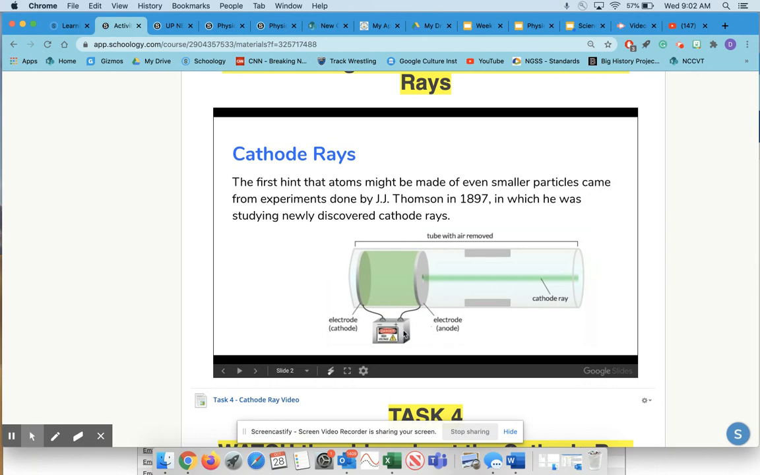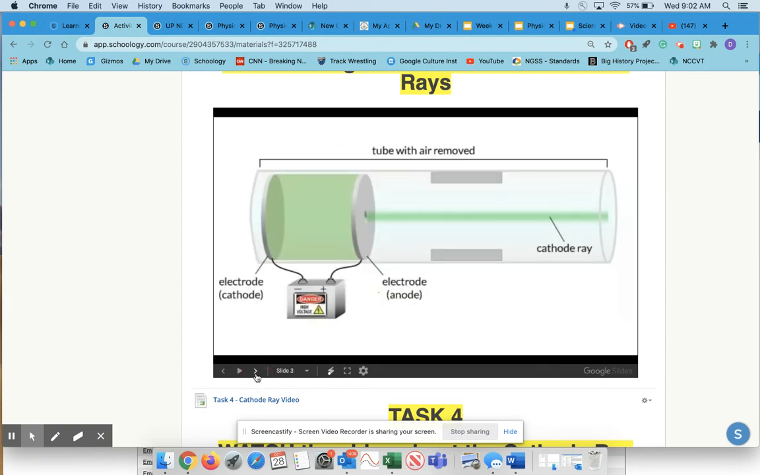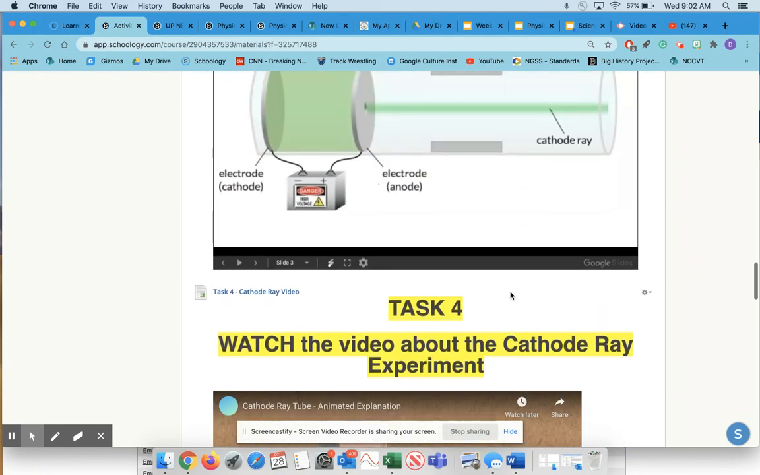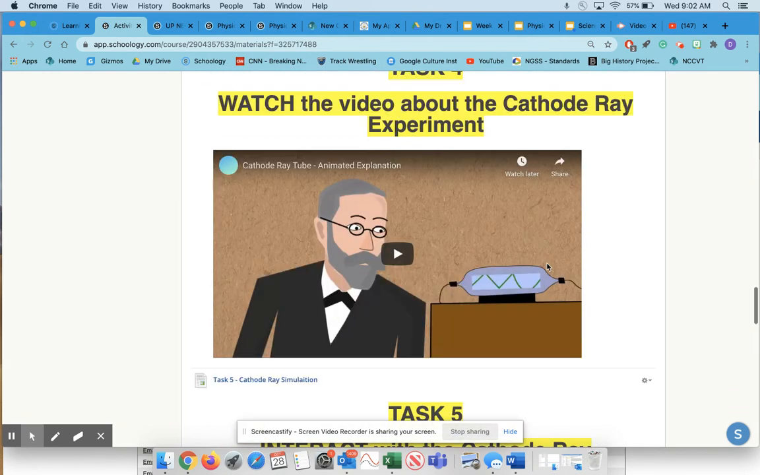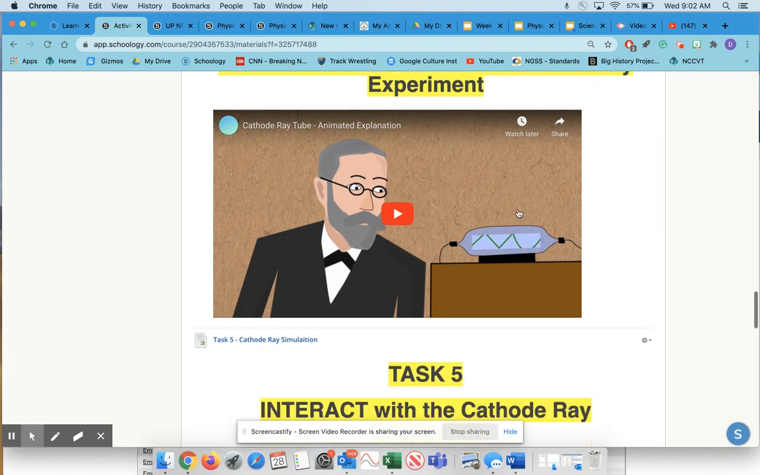Here's a cathode ray machine. It creates electrodes, and he shoots them through a beam called a cathode ray. Here's a picture of what we're looking at. If you watch the video about this, you'll see this is also how our first TVs and old computer screens worked. That's all in the video, so it's a great video to watch. I wouldn't skip over this.